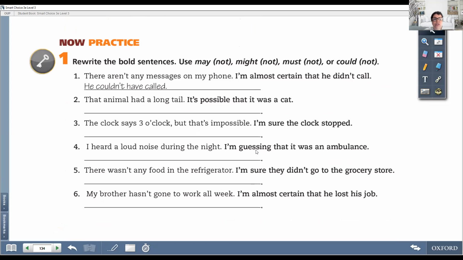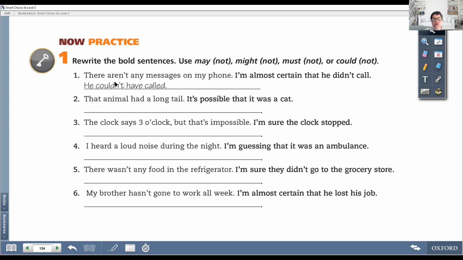Okay, girls. So let's just do the first one together. Actually, the first one is done, but let's do number 2 together. Just a moment, please. Okay, guys. So let's see. Number 1. There aren't any messages on my phone. I'm almost certain that he didn't call. So there aren't any messages on my phone. I'm almost sure that he didn't call. So here, what am I going to say? If I'm not 100% sure, but I'm almost sure, he couldn't have called.